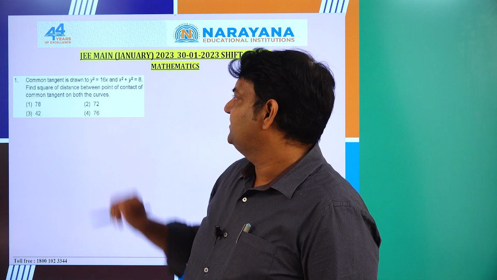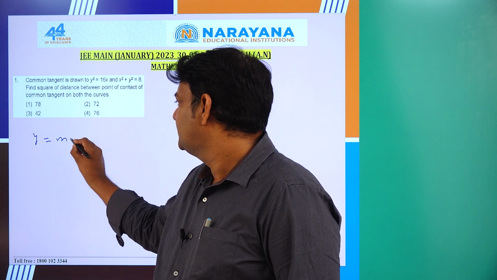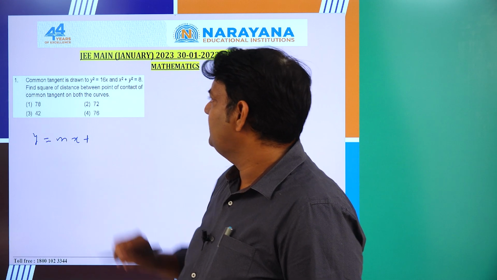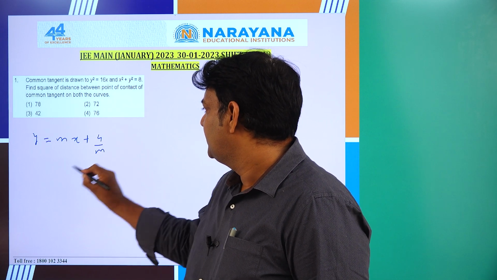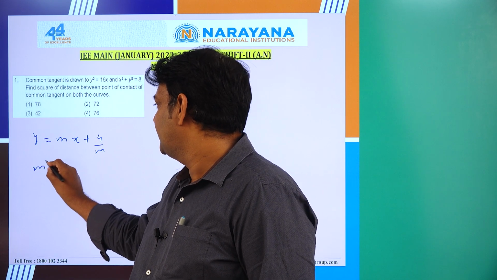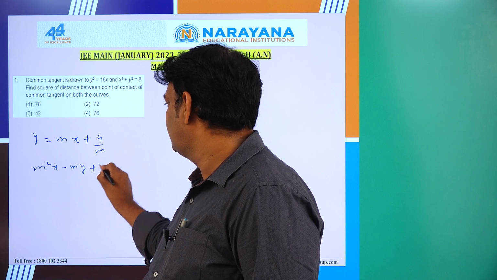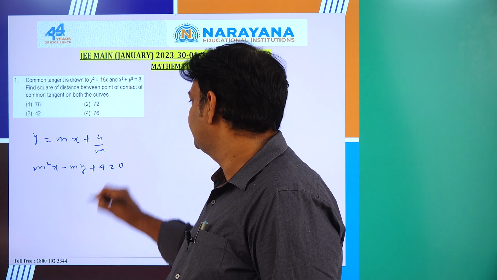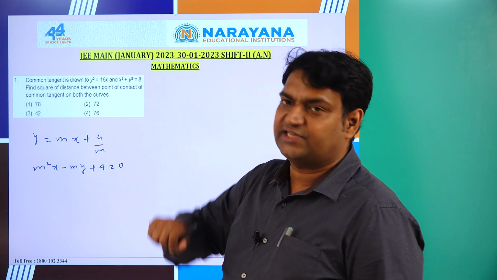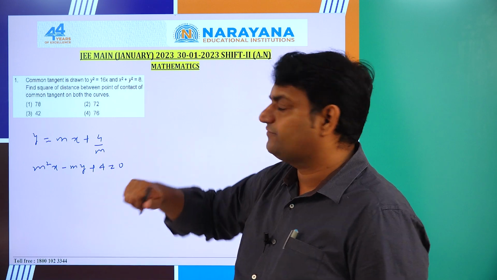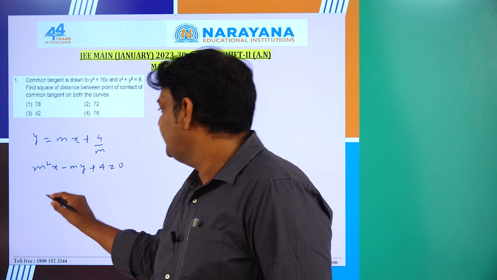Then you know that any tangent to the parabola is y equal to mx plus a by m. Here 4a is 16, so a is 4. y equal to mx plus 4 by m, that is m square x minus my plus 4 equal to 0. Now this is the tangent to the parabola, but he said common tangent, means this is also the tangent to the circle. For a line to be tangent to the circle, the perpendicular distance from the center should be equal to the radius. From the center, what is the perpendicular distance?